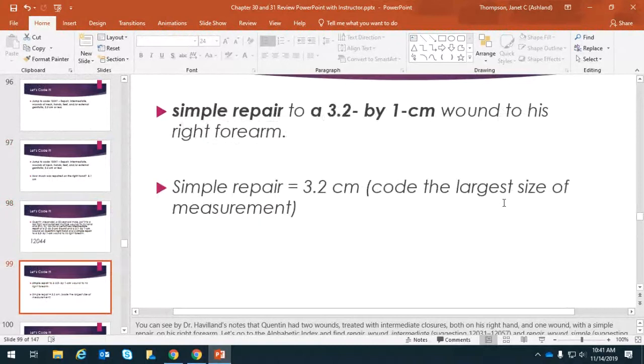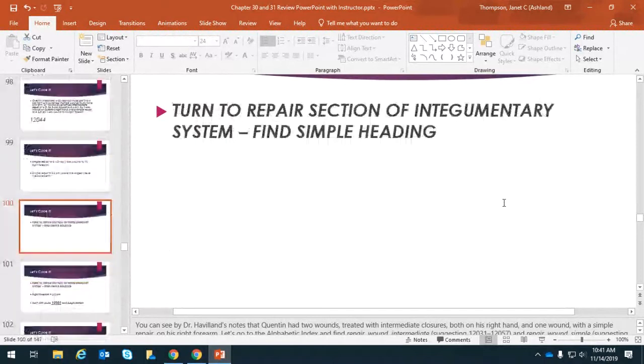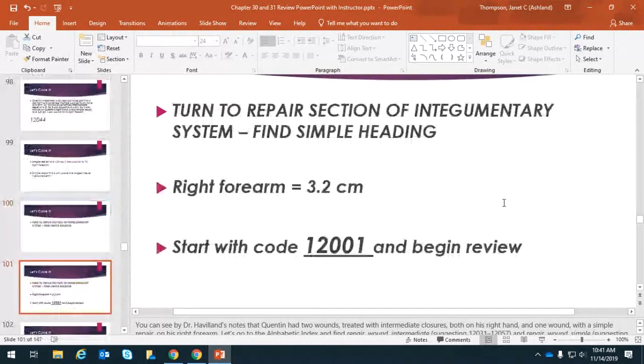Now let's go find the simple repair. The simple repair was a 3.2 by 1 centimeter wound on the right forearm. We take the largest size of that measurement, 3.2 centimeters. We're going to backtrack now to find the simple repair heading, which starts with code 12001. This was a repair of the right forearm, simple, 3.2 centimeters. So we begin our review with 12001.